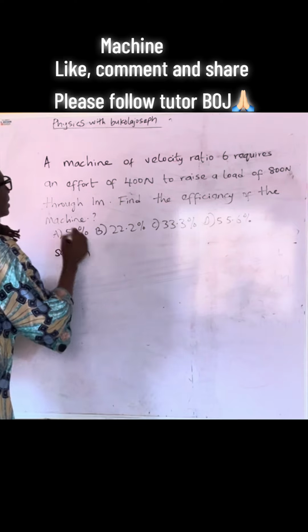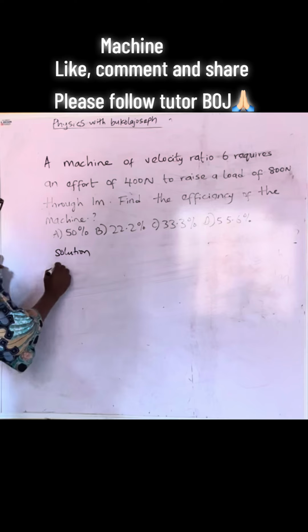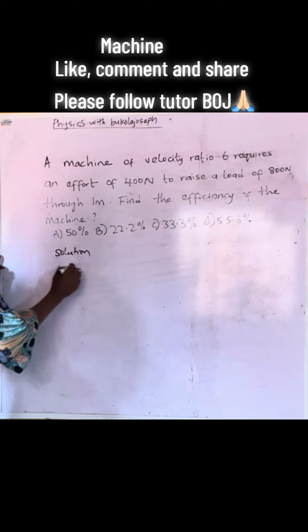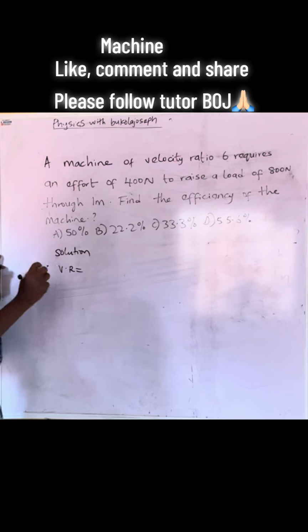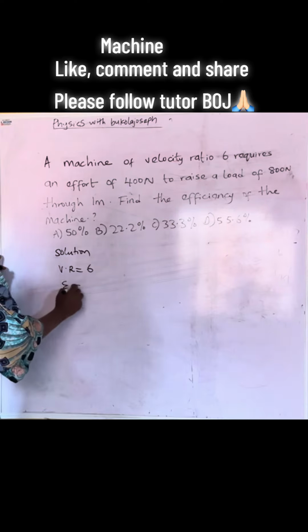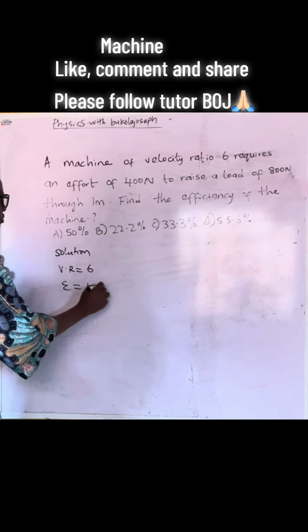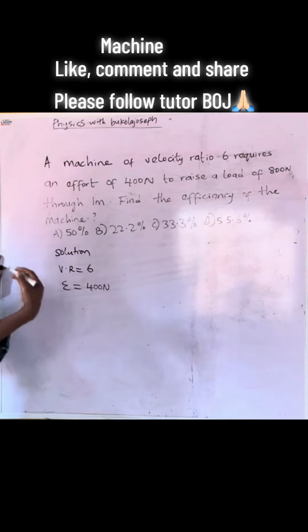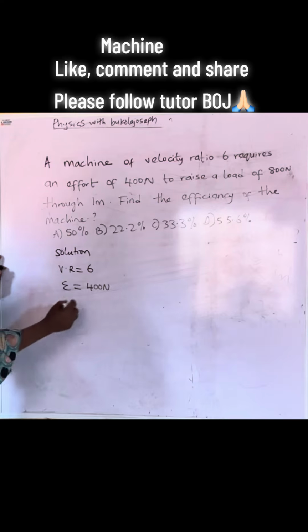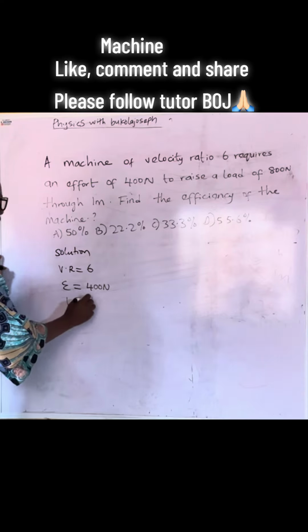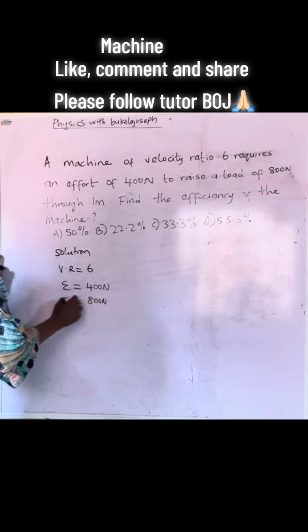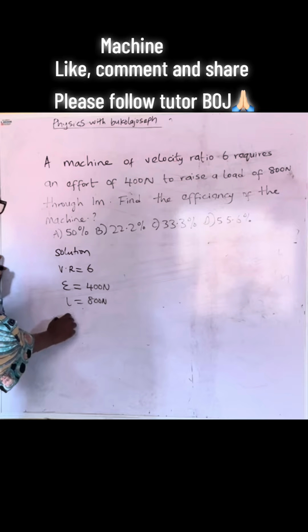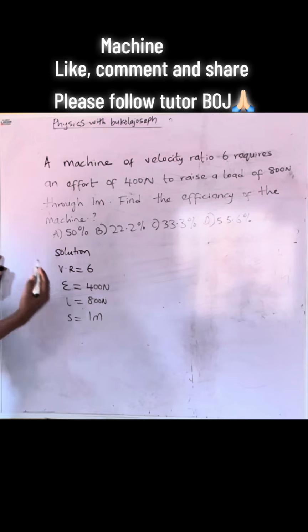Solution. A machine of velocity ratio. So we are given velocity ratio, denoted VR, equal to 6. Requires an effort of 400 newtons. So we are given effort to be 400 newtons, to raise a load of 800 newtons. So we are given L to be 800 newtons, through 1 meter. So we are given distance to be 1 meter. Find the efficiency of the machine.